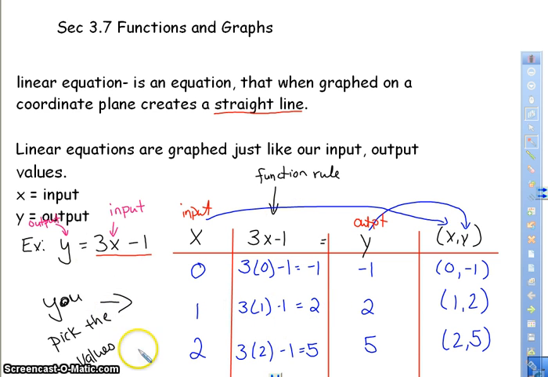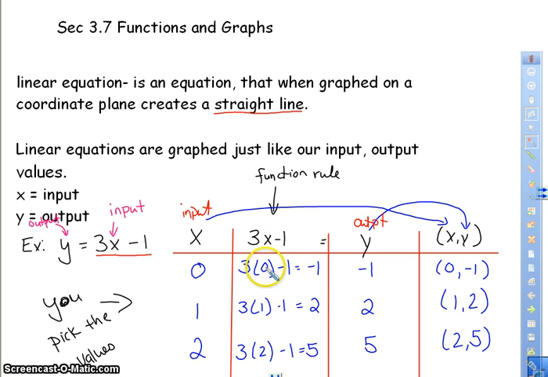So you're going to pick your own values. You can pick whatever numbers you want. I always start with 0, 1, and 2. You can pick negative numbers, positive numbers. Remember, you are going to have to graph them, so please pick numbers that are going to fit on a graph. So if you pick 0 as your x, you plug in 0 for x here.